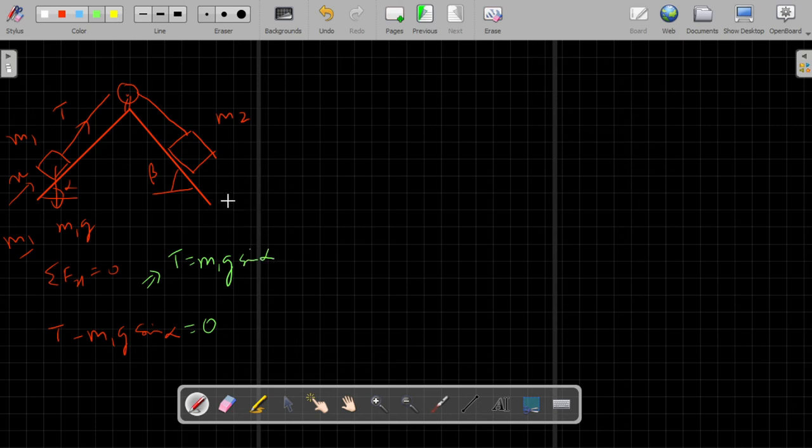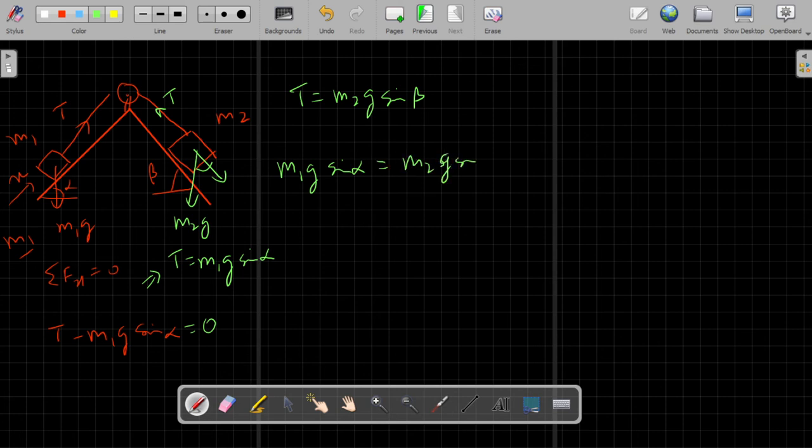And for the second block, again tension is in the upward direction, and the gravitational force is in the downward direction, and its component would be m2g sine beta. So from that block, we get tension is equal to m2g sine beta. So we can write that m1g sine alpha is equal to m2g sine beta. With g cancelled out, m1 by m2 is equal to sine beta divided by sine alpha.